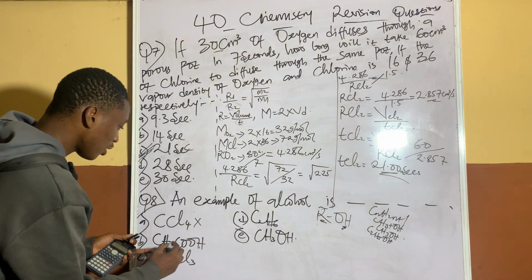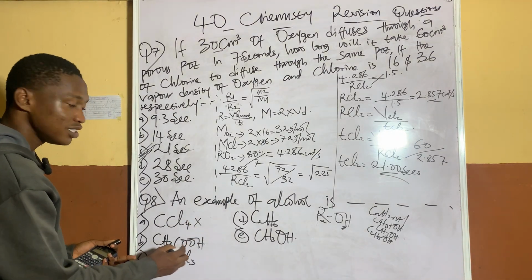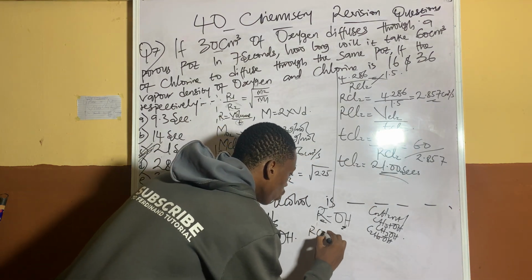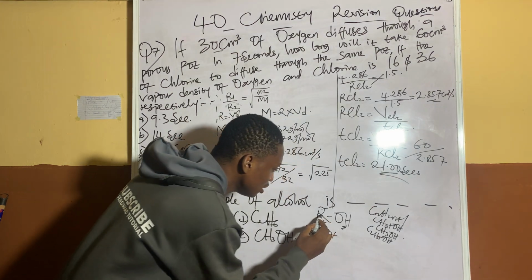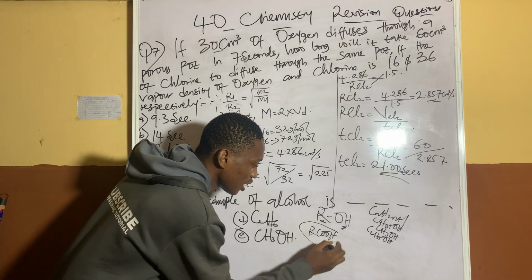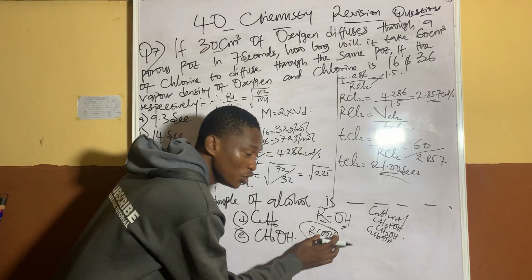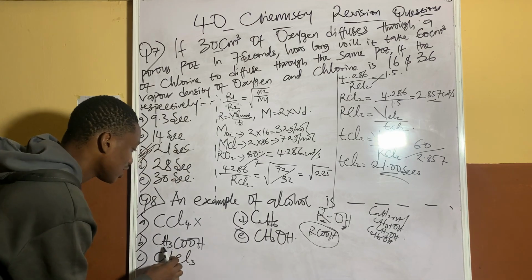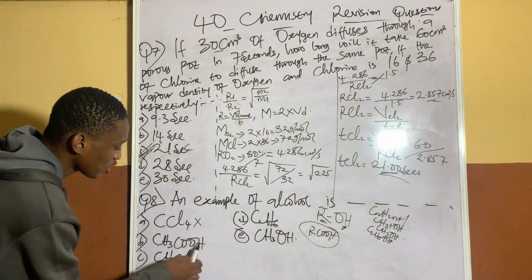Not here. Now, when we have CH3COOH, this is an alkanoic acid. What is the formula for alkanoic acid? RCOOH. The difference between this and this is that this is an alkanoic acid. The functional group here is COOH. This is an alcohol. The functional group here is what? OH. So this is an alkanoic acid, which is an ethanoic acid.